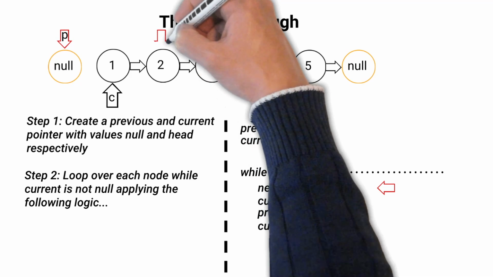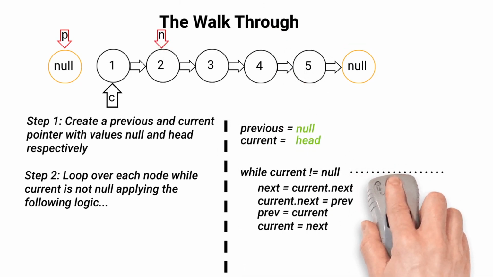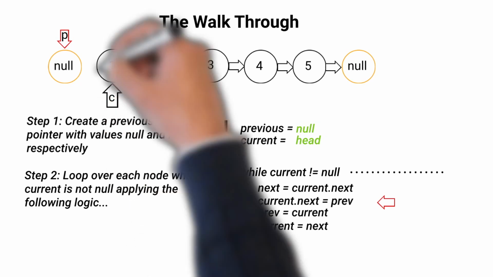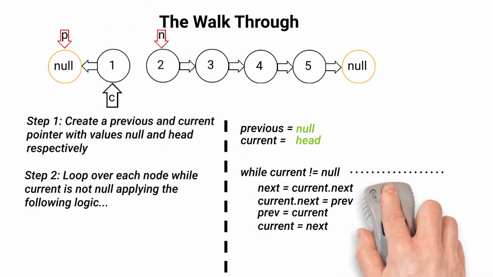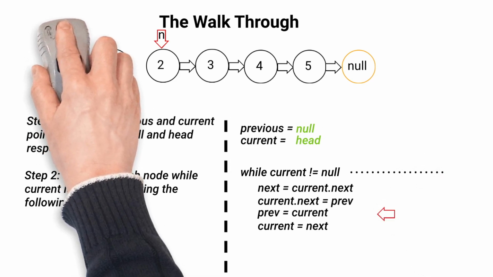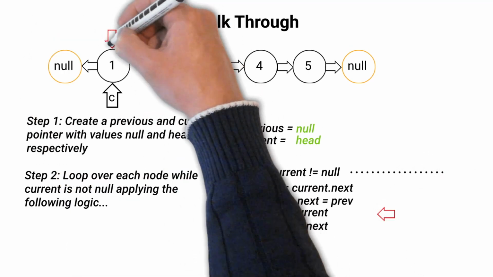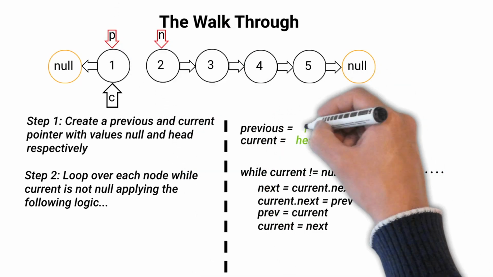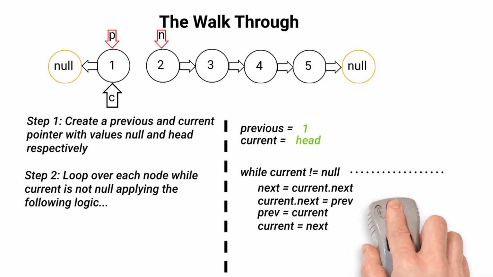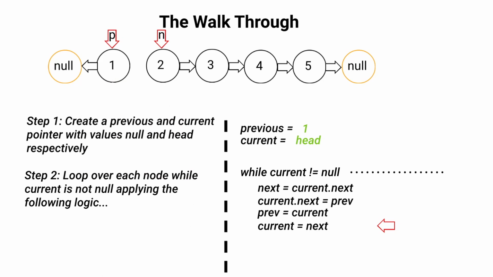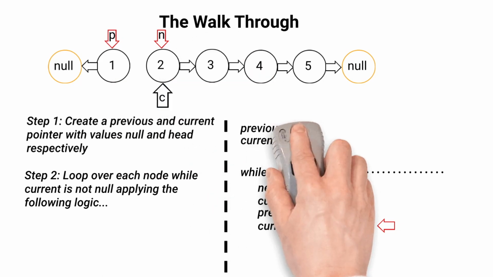So next is equal to current.next, which is the 2 node. Current.next is equal to previous, so the 1 node is now pointing at null. Previous is equal to current, so let's move that over to the current node, which is 1. And then current is equal to next, which is the 2 node.